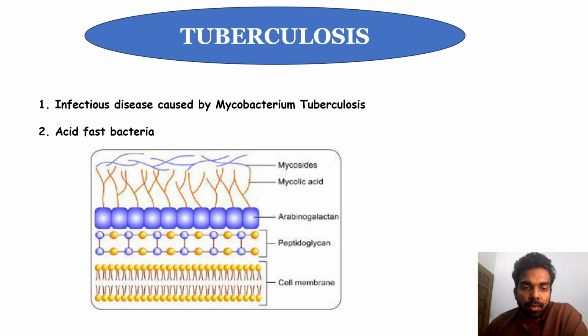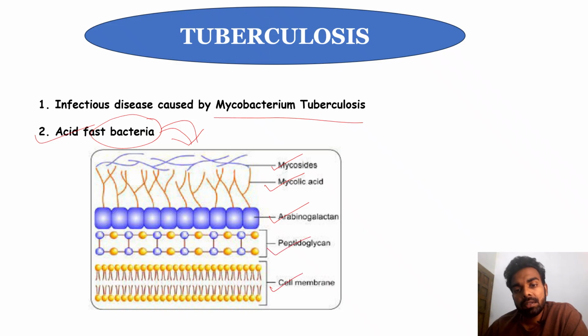So, tuberculosis, as the name says, is caused by Mycobacterium tuberculosis, which is an acid-fast bacteria. So, what does this acid-fast bacteria itself consist of? It consists of mycolic acid, arabinogalactan, a peptidoglycan layer, and a cell membrane. This mycolic acid is responsible for the staining, the resistance, the pharmacology, and everything.